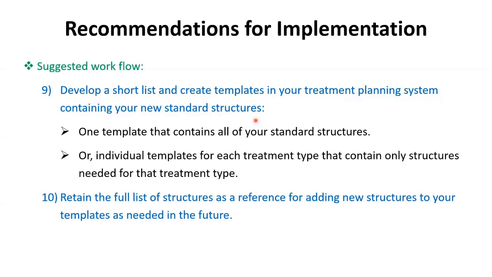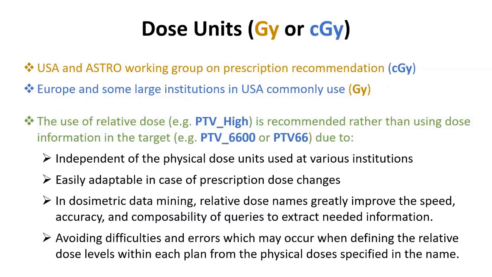It will be a template for prostate, only the organs related to the prostate site should be there. Then you have the template for the brain. Only the structures related to brain will be there, and so on. So we have one which is the major one, and you have others that are sub by site. As we said here, one template that contains all of your standard structures and individual templates for each treatment site. Retain the full list of structures as a reference for adding new structures to your templates as needed in the future.